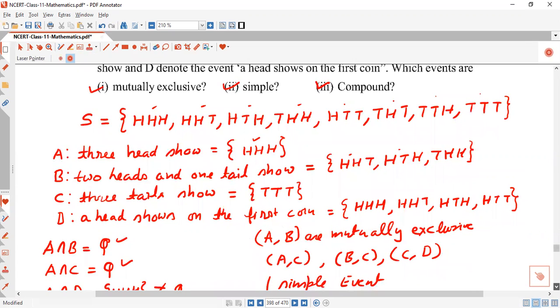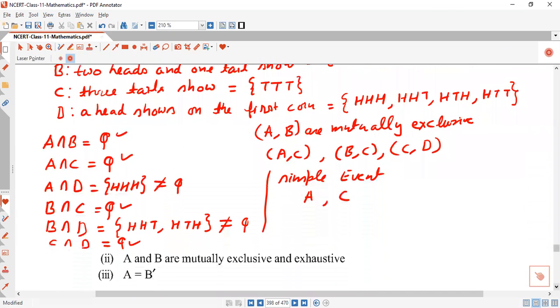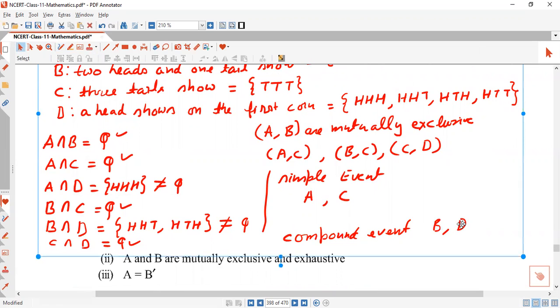So we have compound events B and D. So this is the end of this question number 4.